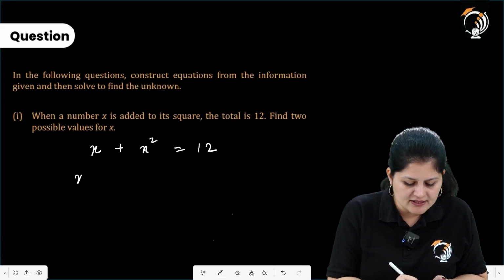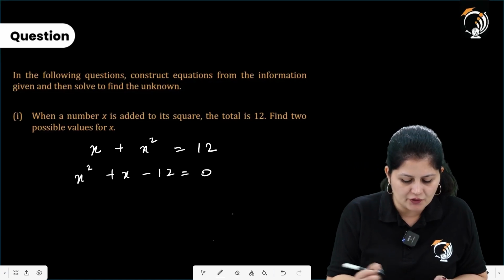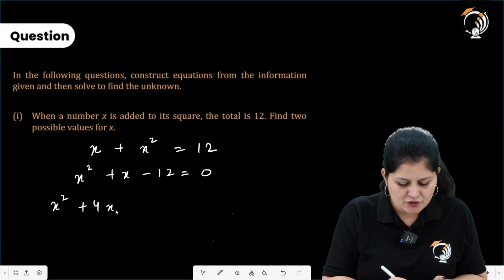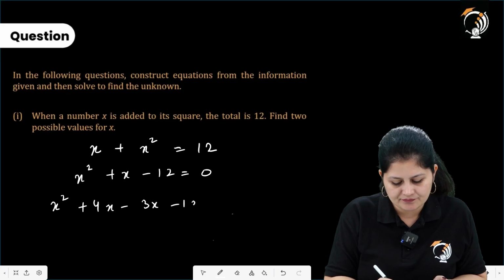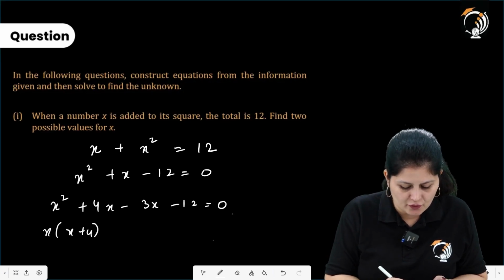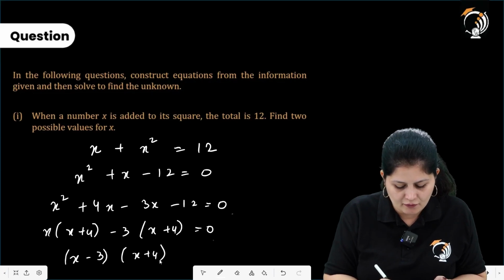So this can be written as x square plus x minus 12 is equal to 0. Further, I can split minus 12 as 4 and minus 3. So this can be written like this. We can take x common, it is going to be x plus 4, minus 3 common, it is going to be x plus 4 is equal to 0. So the factors here are x minus 3 and x plus 4 equal to 0.